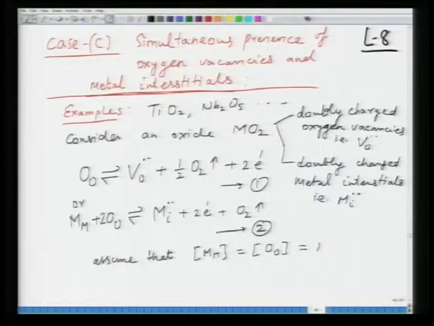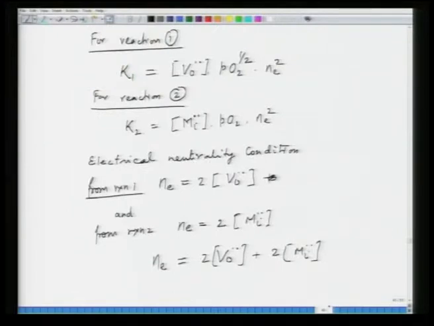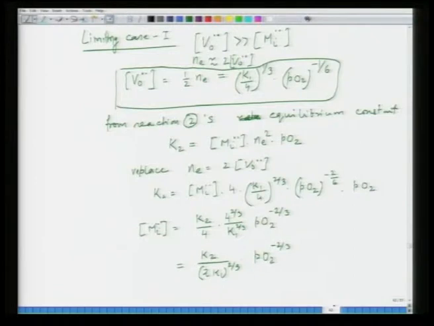So I'll just briefly review what we did last time. We were continuing our discussion on defect equilibria in non-stoichiometric materials, and following from what we discussed in lecture 7, we discussed, for example, the case of an oxygen deficient oxide, when you have simultaneous presence of oxygen vacancies as well as metal interstitials. We worked out expressions of reaction constants for the reaction for vacancy formation and the reaction for metal interstitial formation, and then looked at the electrical neutrality conditions, followed by two limiting cases.